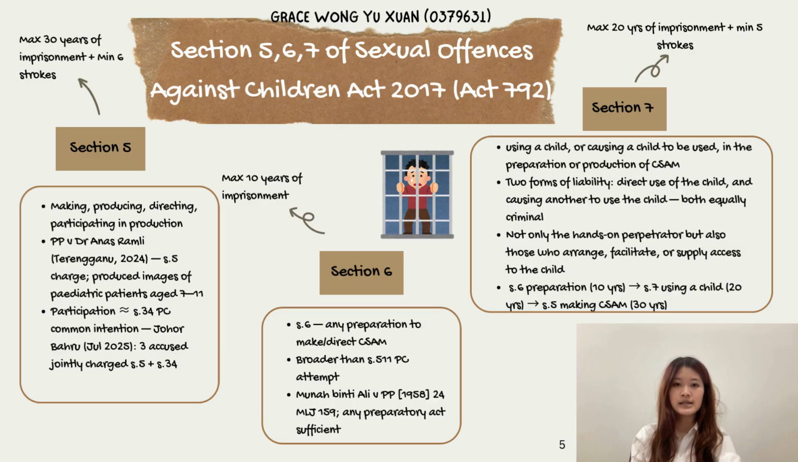In conclusion, Sections 5 to 7 of the Sexual Offences Against Children Act 2017 created a comprehensive framework that covers every stage from definition to preparation to production, ensuring no participant in the CSAM chain escapes their liability.